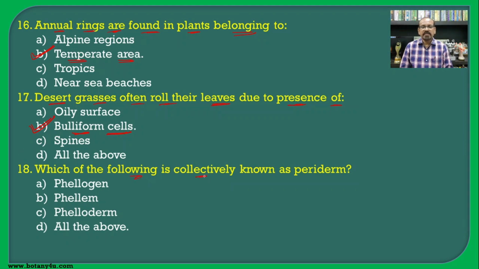Which of the following is collectively known as periderm? Last time we have seen that the phellogen, that is the cork cambium, phellem, that is known as the cork, and phelloderm, that is the secondary cortex, all these together are considered as periderm, and hence all the above is the answer for this question.